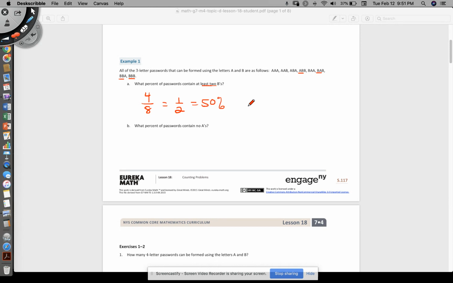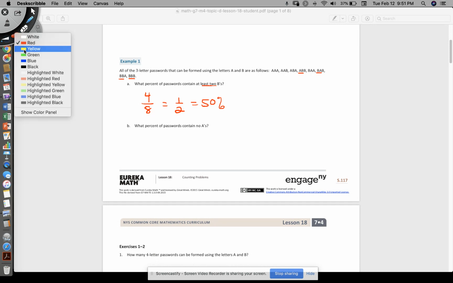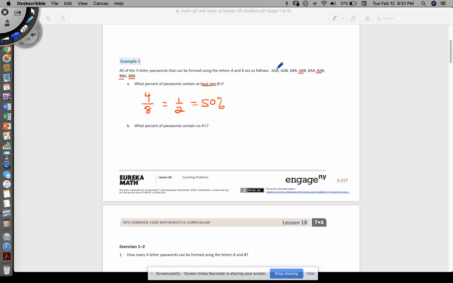What's the percent of passwords that contain no A's? So it does not have an A. I'm going to switch colors here. Those ones all have A's, so just the 1. So we're going to say 1 out of the 8. And on your calculator, if you divide that, you get 0.125. And so that is a percent. Remember, 2 places to the right is 12.5%. All right, let's go to the next one.